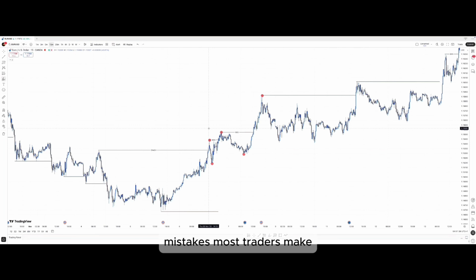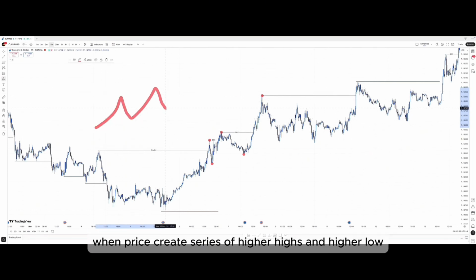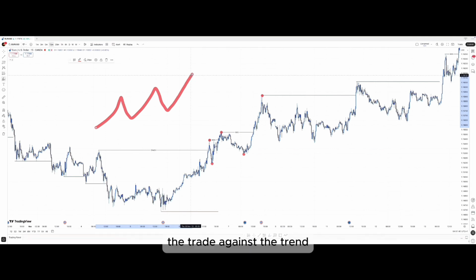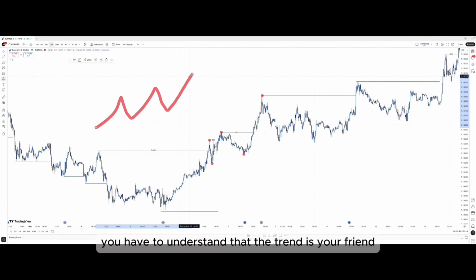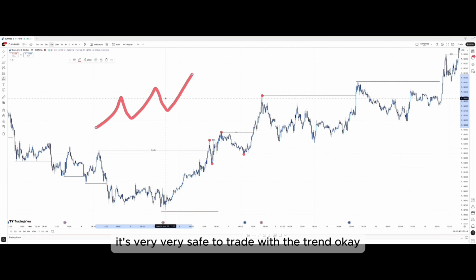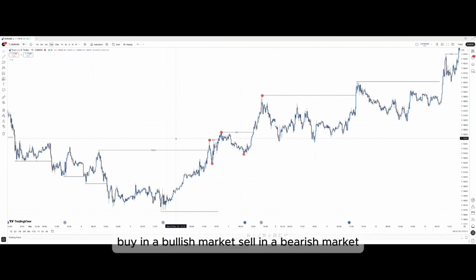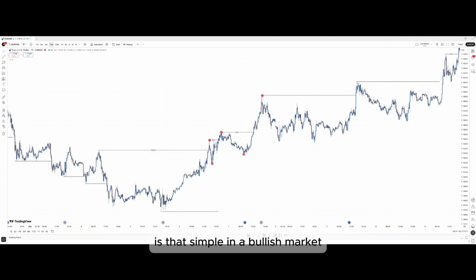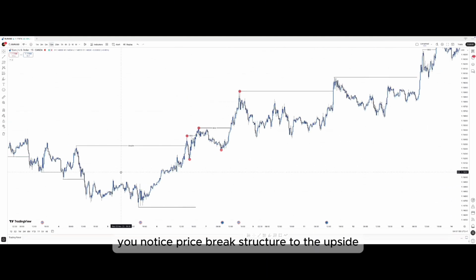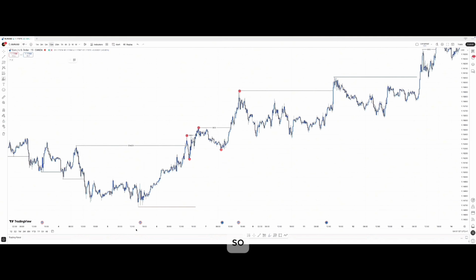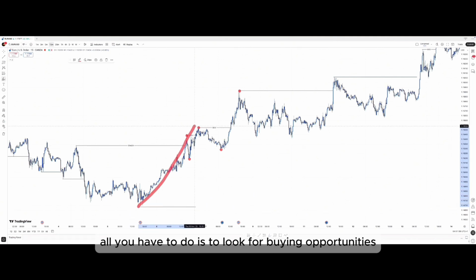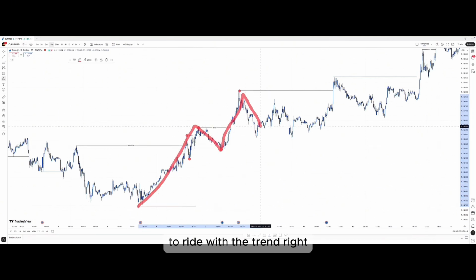The mistake most traders make is that when price is in a bullish trend, creating a series of higher highs and higher lows, they trade against the trend. You have to understand that the trend is your friend. It's very, very safe to trade with the trend. Buy in a bullish market, sell in a bearish market. It's that simple. In a bullish market, you notice price break structure to the upside, so all you have to do is look for buying opportunities to ride with the trend, right?